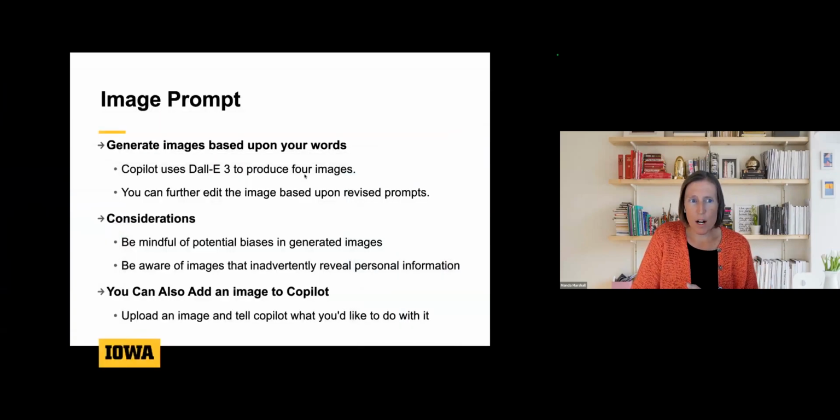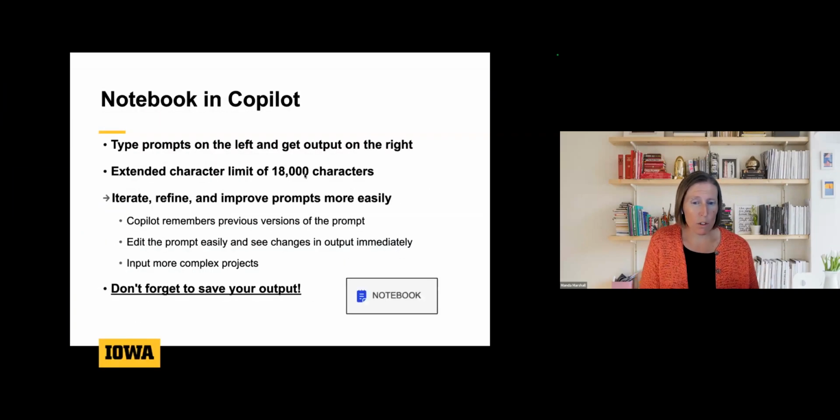All right, so we're going to move on really quick to Notebook. Remember I told you when you write a prompt, you're limited to 2,000 characters in that prompt. Notebook is simply a way for you to expand that character limit. It functions the exact same as what I just showed you with Copilot. The difference is it extends the character limit to 18,000 characters, and it also changes the interface slightly.